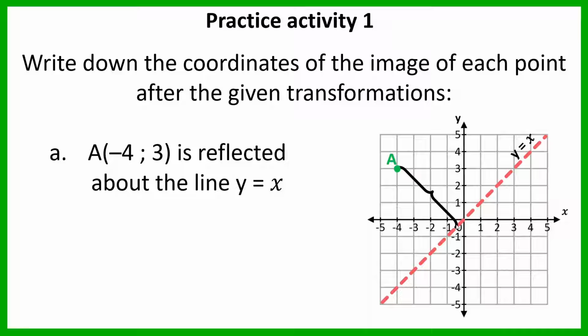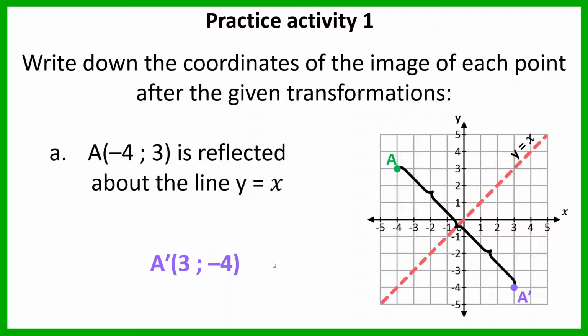So now we're going to go the same distance the other way. So I've got a half, 1.5, 2.5, 3.5. So this is how far I need to go over here, and then the A prime is going to be this point over here. And the coordinates of that point are 3, -4. So that you should have got for question A.